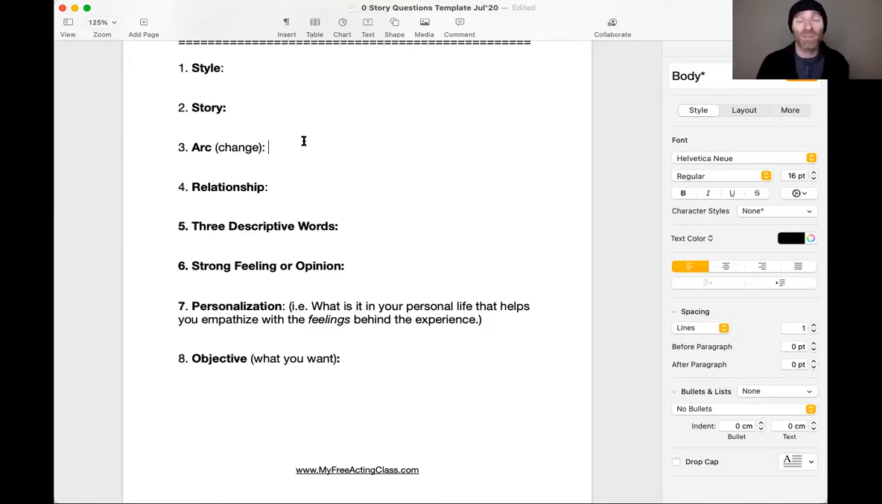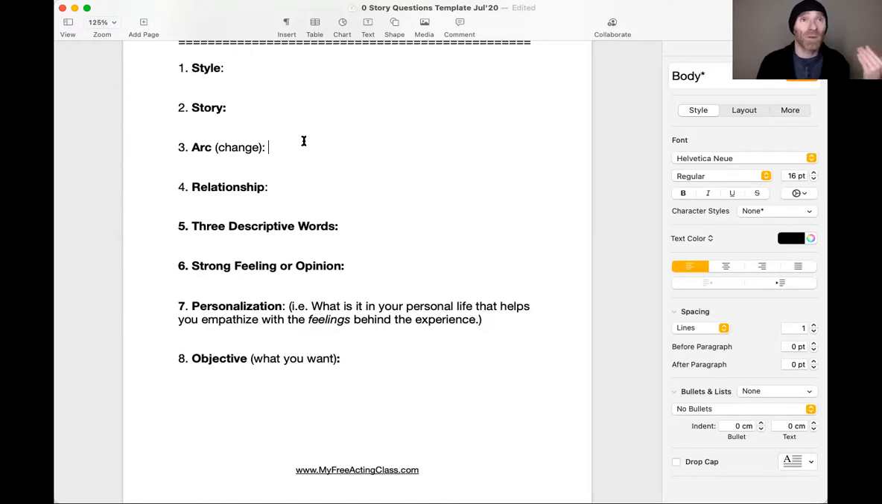Arc: the change from the beginning of the story to the end. So this isn't just a sad scene with sad news that's sad and then it's sad. And you could play it like that. And who knows, it may even play that way in the actual movie. But for an audition script, arc is very, very important, because change is how you show us that you are a storyteller.